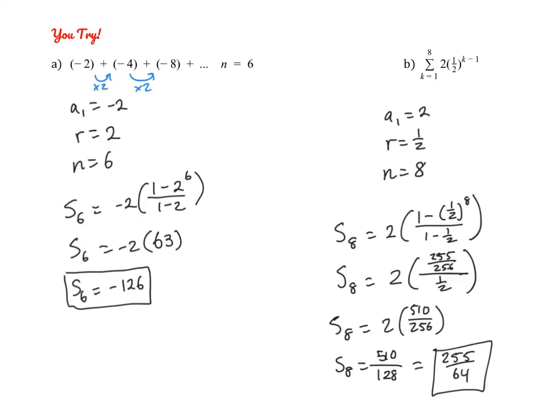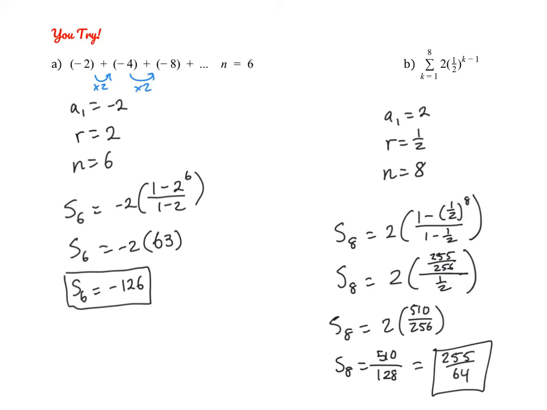Alright, so go ahead and check your work here. For the first one, this is geometric, so our first term is negative 2, our common ratio is 2, and they want us to find the sum of the first 6 terms. So just substitute your values and simplify, and you should get negative 126.